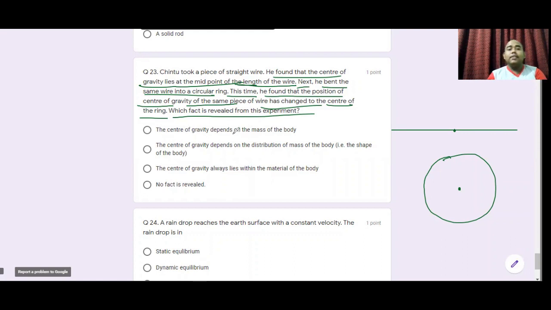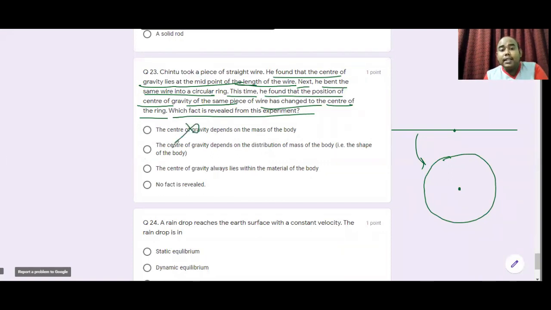First point: center of gravity depends on the mass of the body. क्या इसका पता चलता है? उसका मास तो चेंज नहीं हुआ है. Has the mass changed? नहीं, तार वही था, उसी तार को मैंने मोड़कर रिंग बना दिया, तो मास तो चेंज नहीं हुआ, सेंटर ऑफ ग्रेविटी चेंज हो गया. So it does not depend on mass. Center of gravity does not depend on mass. Hence the first point is wrong.